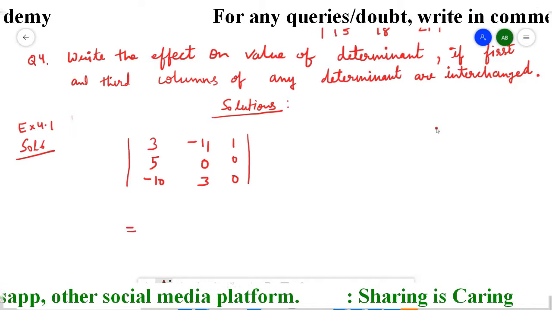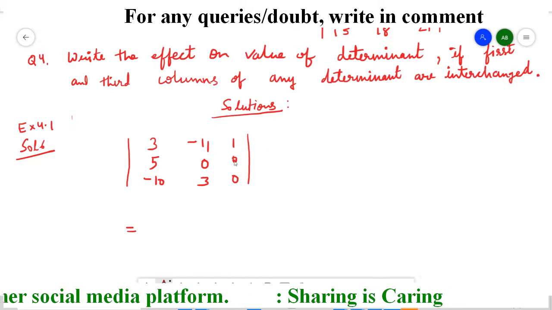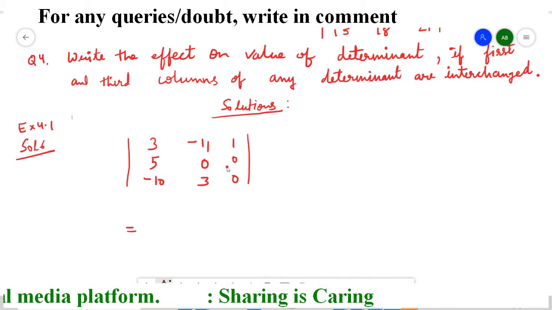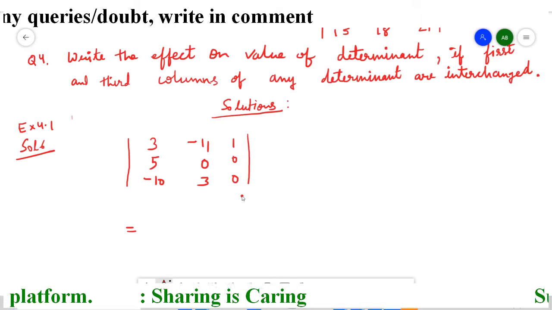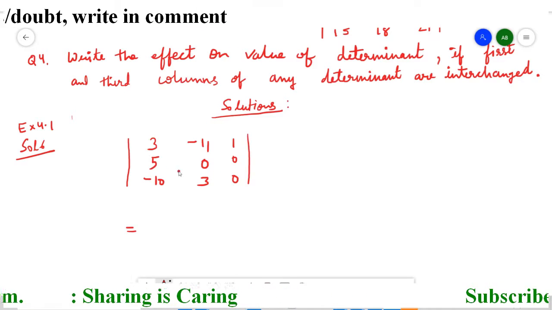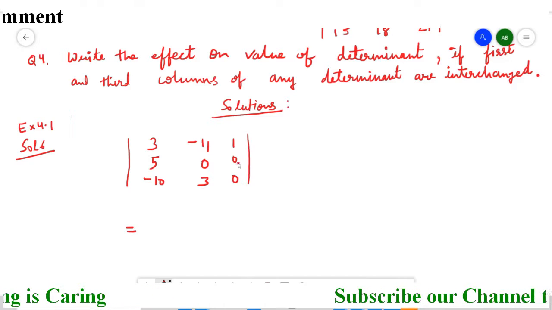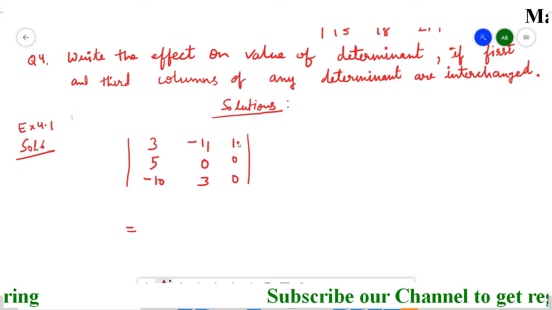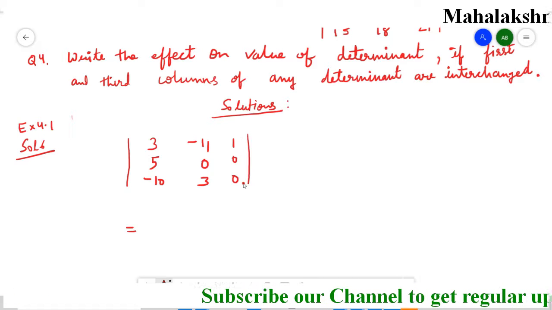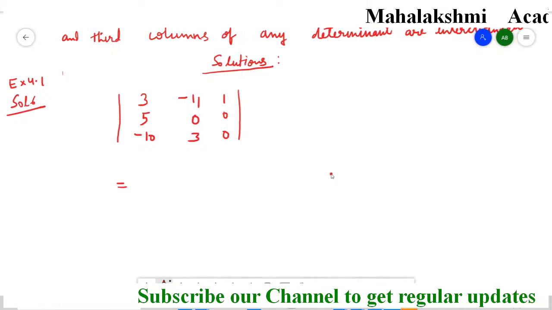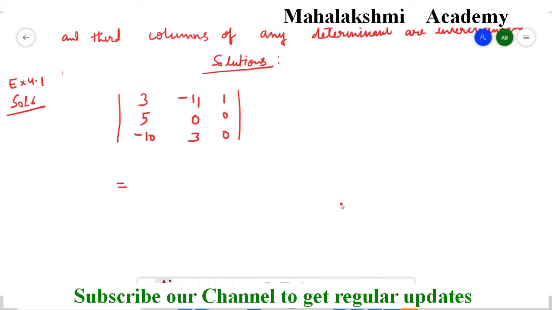So we'll expand either along the second row or along the third column, because in the second row also 2 elements are 0 and in the third column also 2 elements are 0. So I will prefer the third column. So we'll write down that we are going to expand it along the third column.